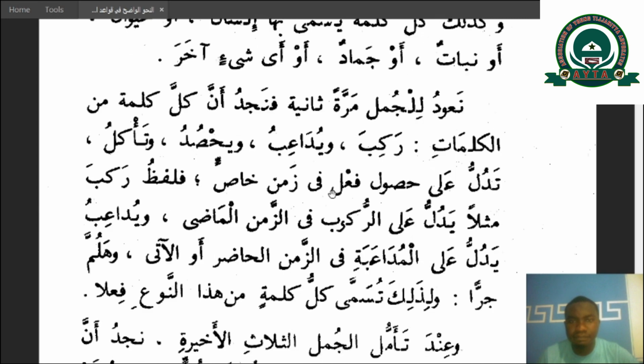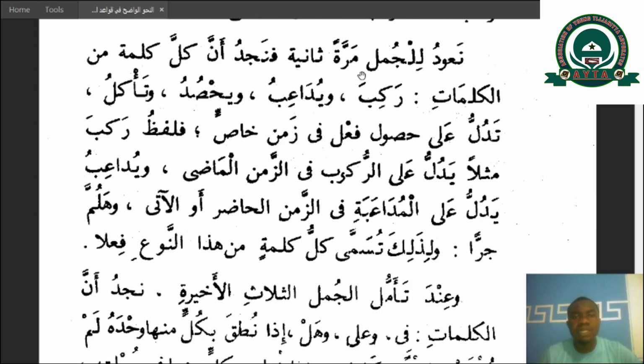Okay, so he is saying that wa li-dhalika tusamma kullu kalimatin min hadhihi al-kalimat ism. All these words that he has named from up above, they are all called ism. Now he is saying likewise, and he goes on to mention words used to name humans, animals, plants, inanimate objects. They are all called ism, that is a noun. Na'udu lil-jumal marratan thaniya. Na'udu, we return, let's return to the sentences again. So we are going back to the sentences above.